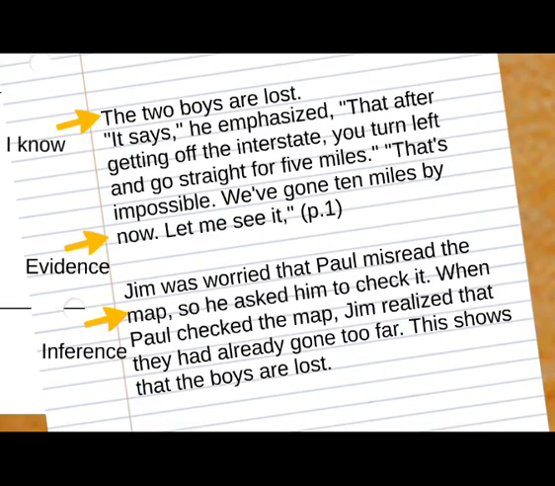It says Jim was worried that Paul misread the map, so he asked him to check it. When Paul checked the map, Jim realized that they had already gone too far. This shows that the boys are lost. So what I want you to notice and take away from this is that when I write my evidence on paper, I copy it word for word. I also included things like quotation marks, like right here. And then down here I have a comma, quotation mark, and then I put the page number.